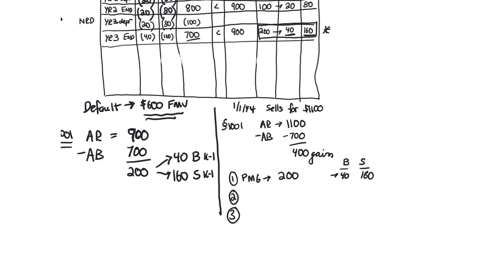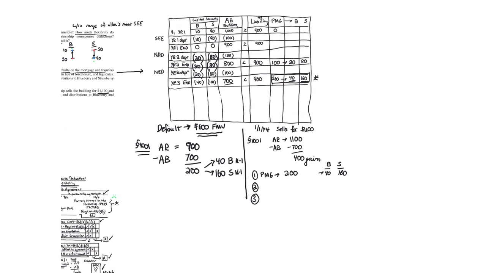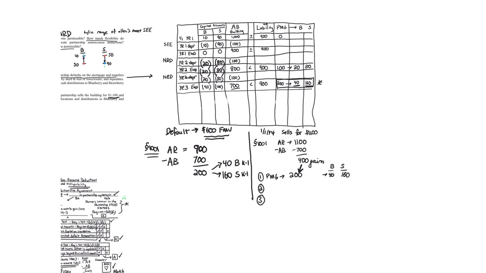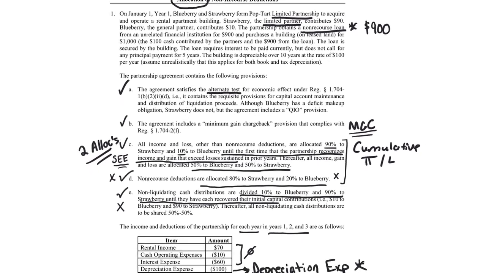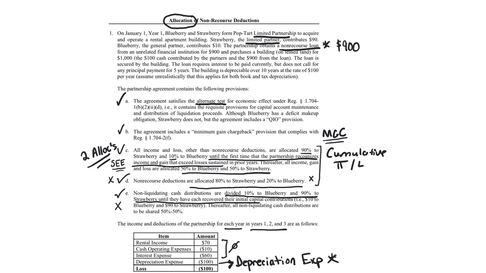All right, next. So the next element of that $400 gain, we're allocating that $400 gain. The next element, we have to understand what's going on economically. So at the beginning of this partnership, remember, Strawberry contributes $90, Blueberry contributes $10. Everything else is borrowed. So this is what's going on. We're selling a building for $1,100. We're going to pay off our creditors.